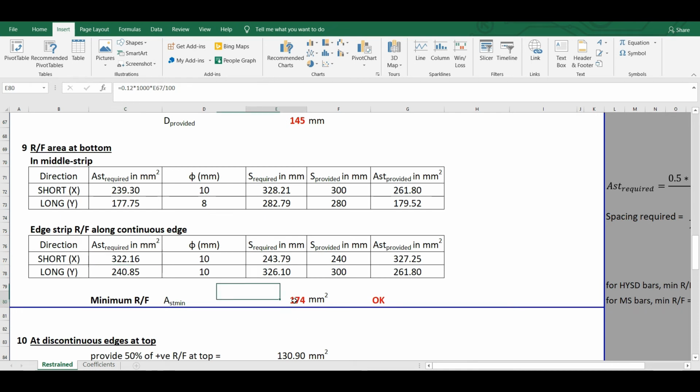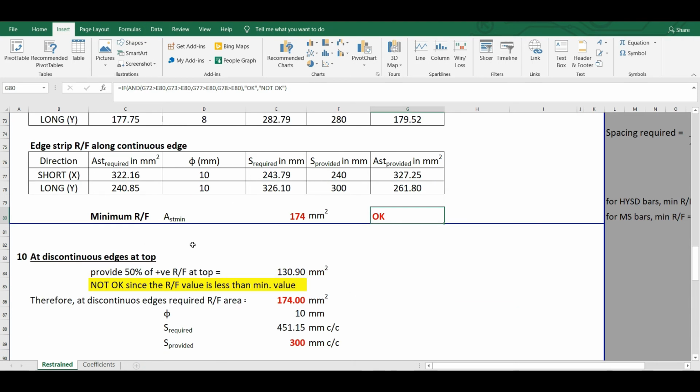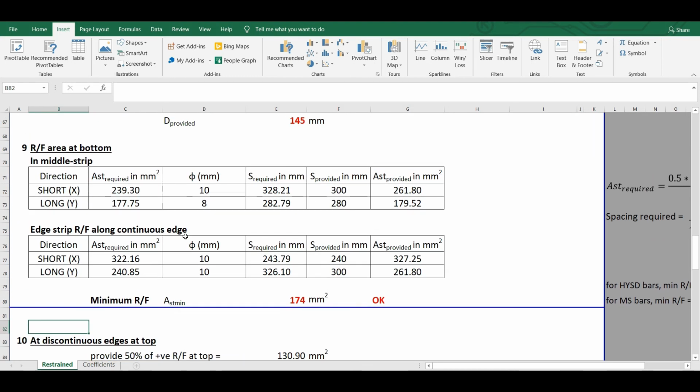And please note that the area that you have provided should satisfy the minimum reinforcement criteria, which is 0.12% of gross cross-sectional dimensions for HYSD bar. So here in this case all the area is more than 174 mm square, so it is okay. So now we have provided the reinforcement at the mid span and the reinforcement at the continuous edge.